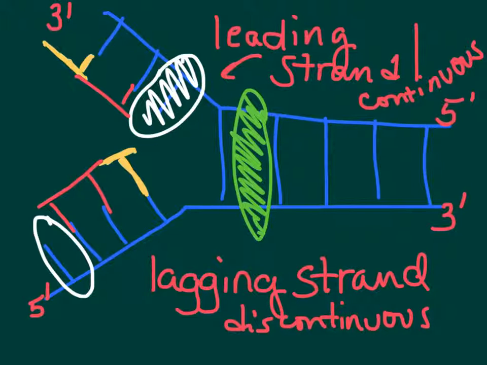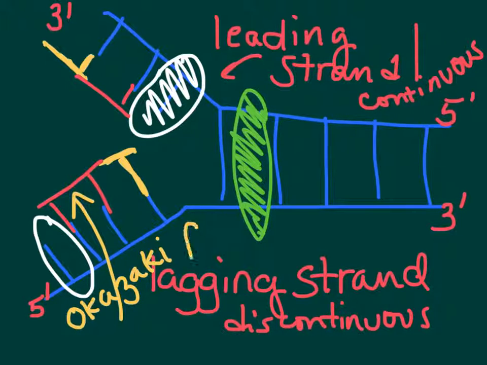And those little pieces have kind of a weird name. On the lagging strand, when it's done in pieces, we call it Okazaki fragments. That name comes from the scientist who discovered the fact that this is in fact discontinuous. So they named it for him. They are Okazaki fragments.